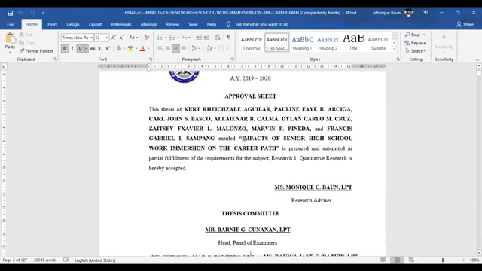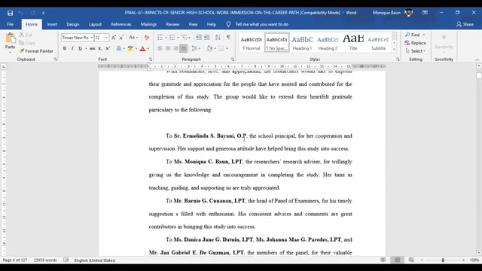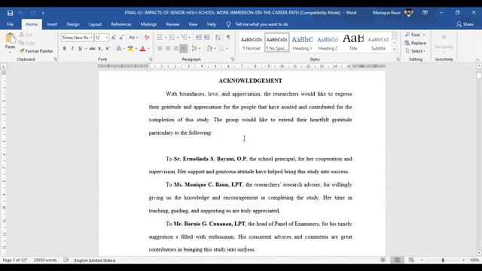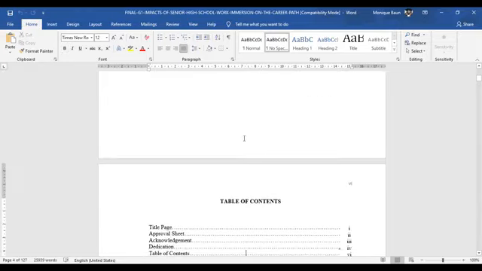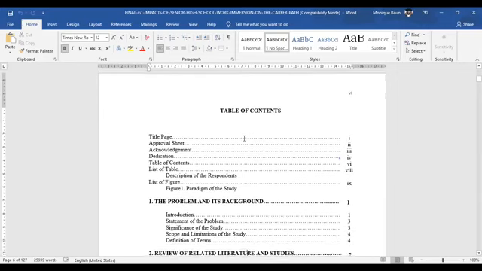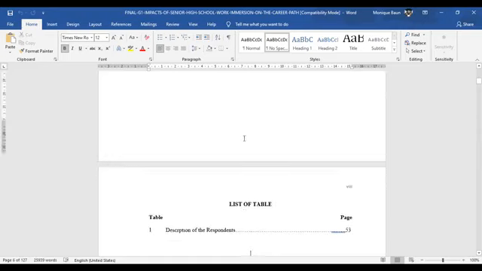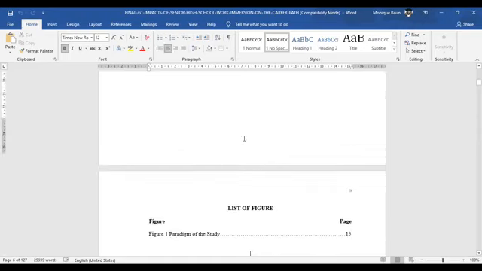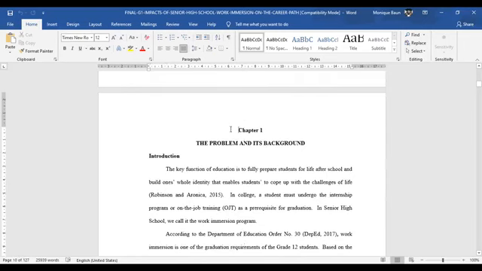We have the approval letter, although you're not going to do this. This is an example of acknowledgement. Then dedication, of course, you're not going to do that, not yet. Then the table of contents, list of tables, list of figures, then chapter 1. So this is chapter 1, the introduction.